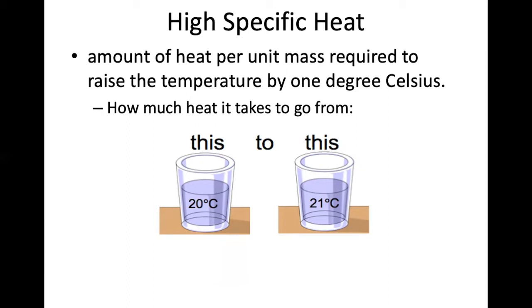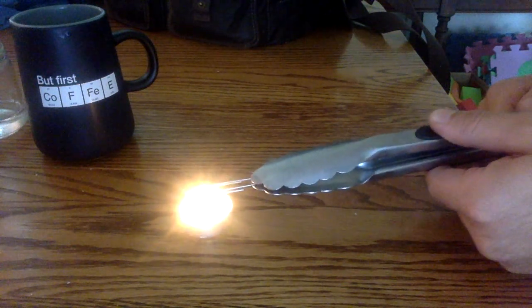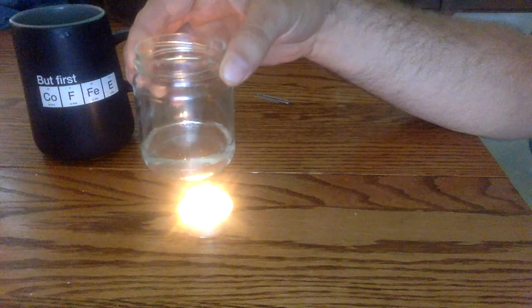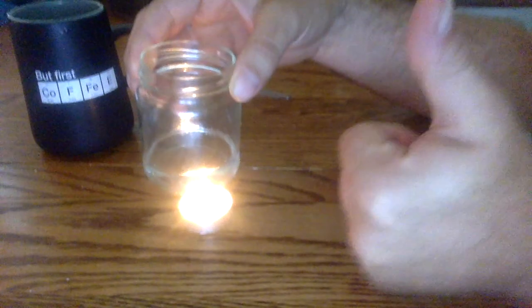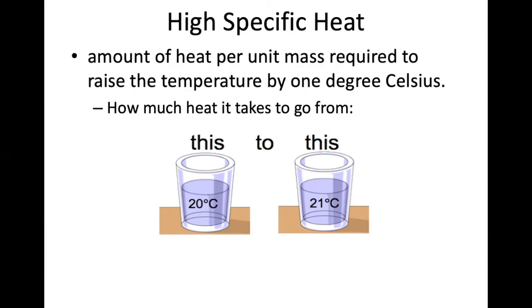Let's think of something with a low specific heat, a paper clip. If I were to put a paper clip over a lit match, that paper clip would get hot very quickly. It doesn't take a lot of heat from that match to make the paper clip hot. However, if I were to put that same match under a small glass of water, then that water will just keep absorbing the heat without actually getting warmer. It would take a tremendous amount of heat from that fire to raise this glass's temperature from 20 degrees Celsius to 21 degrees Celsius. That's high specific heat.